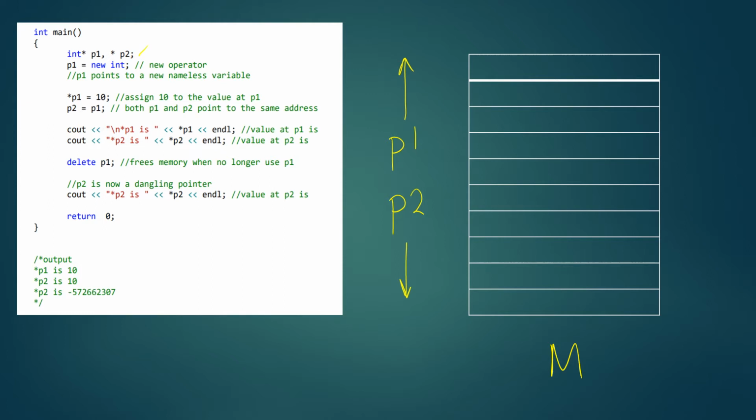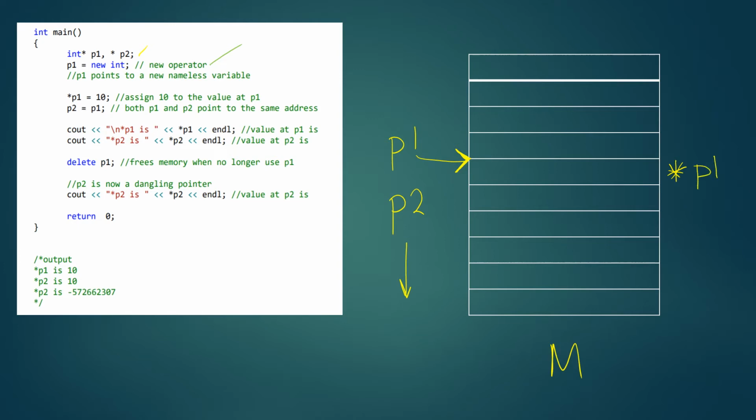Now this statement right here that says P1 equals new int, this is a very important statement, because what happens in this statement is that P1 will then be allocated memory. So P1 is allocated memory by using this new operator, and once P1 is allocated memory, we can access that integer by putting the asterisk in front of it and getting to the value at P1.